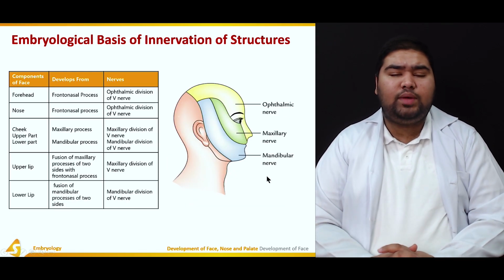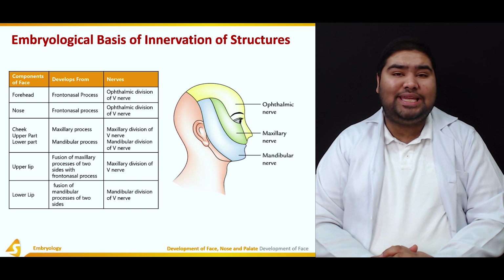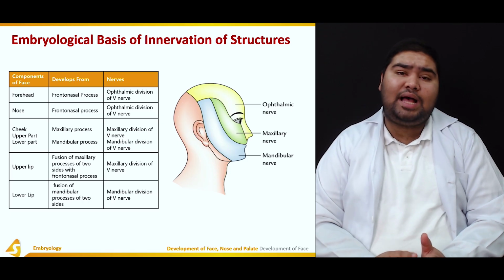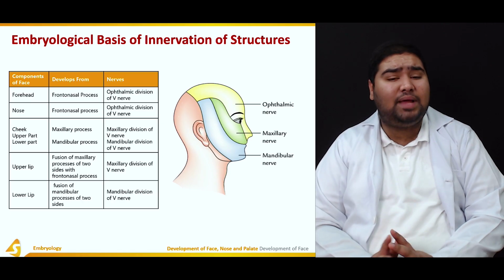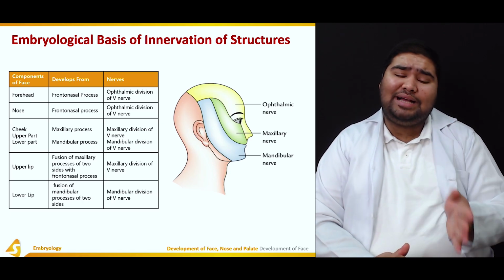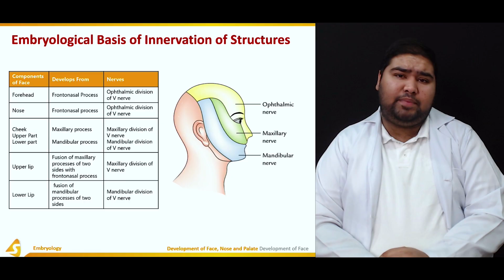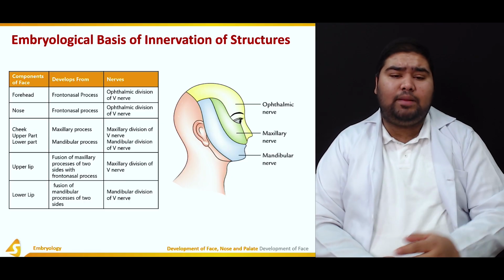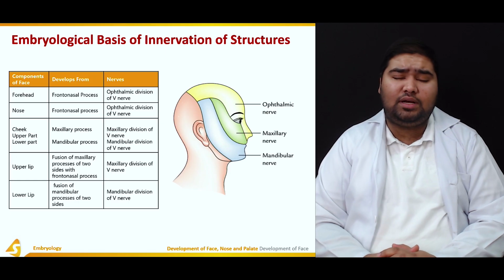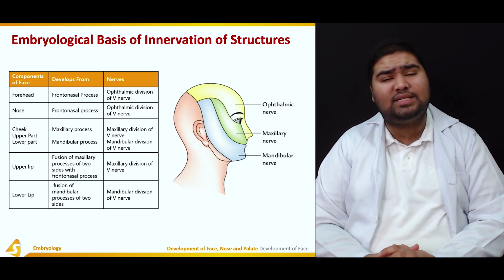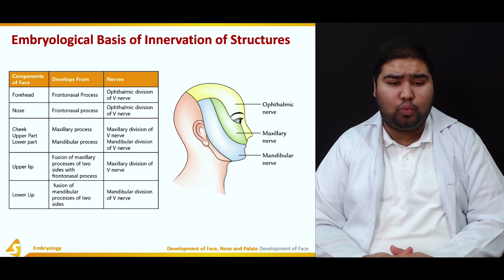So, what are the various embryological bases of innervation of structures? What nerves embryologically supply these structures, and what are the adult nerves that are supplying these structures? It actually goes with the development. It's very easy if you keep the development in your head. Whatever nerve is supplying a structure during development will supply the adult structure as well.